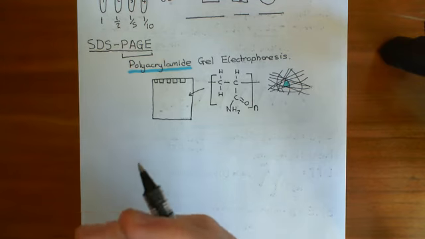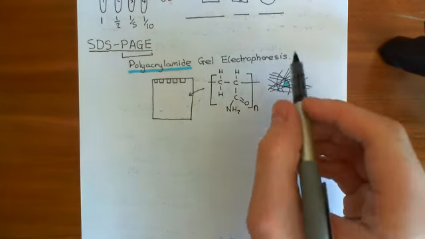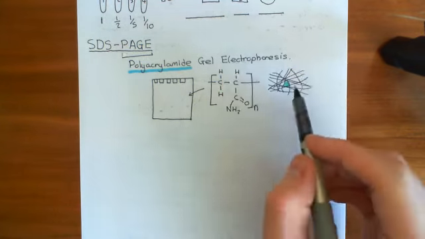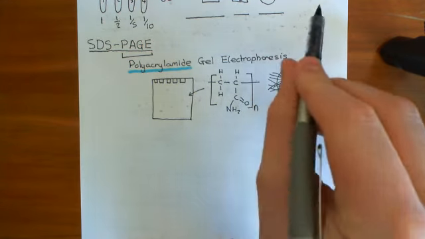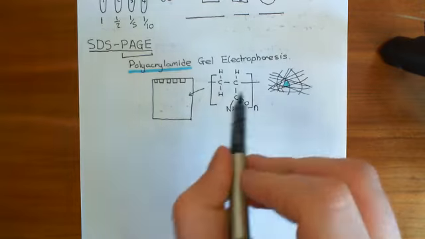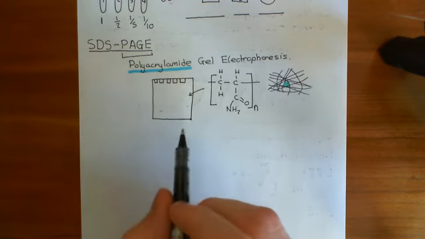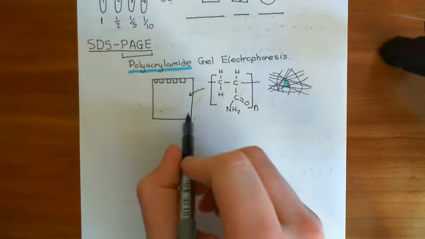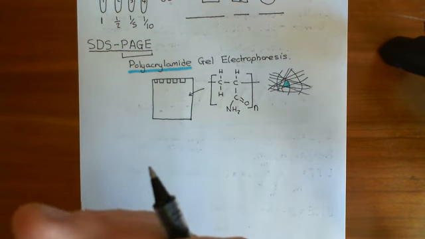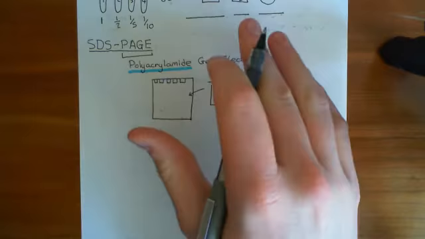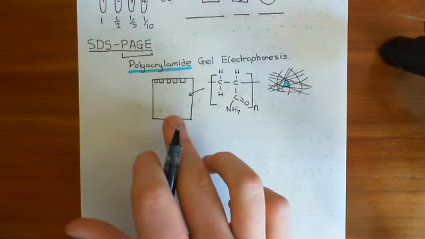And the idea is that the smaller ones will be able to get through these pores much quicker. They'll be able to sliver their way through the pores of the polyacrylamide gel much quicker. So in a certain amount of time, they will get much further down the gel, and we're going to run it for an hour, basically. And they will get a certain distance down this gel.